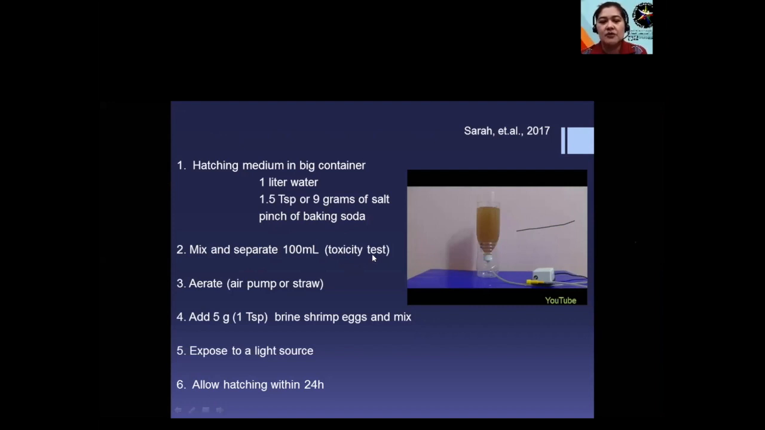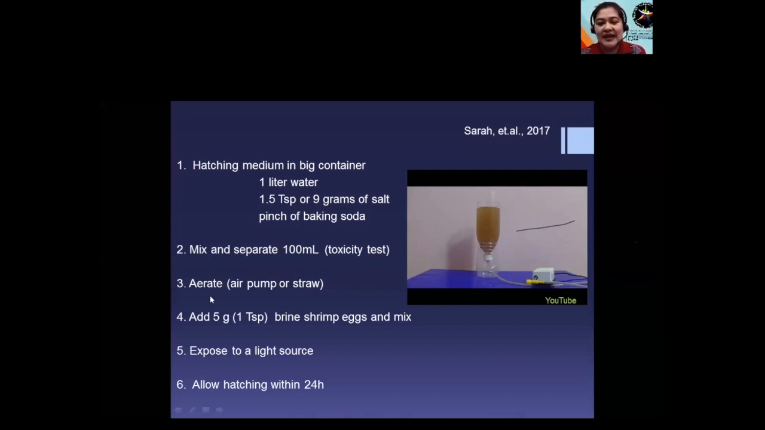Ipag-hatch muna natin yung ating brine shrimp. And then, i-aerate natin siya. Kaya ang ating air pump nandito sa ilalim, kasi dapat ilalim yung ating air pump para magbabubbles siya pataas. Mag-incorporate siya ng air dito sa may bandang taas. Or kung straw ang meron ka, lagyan mo ng straw, wag mo nga lang hihipan. Ay, wag mong iinumin, hipan mo lang.